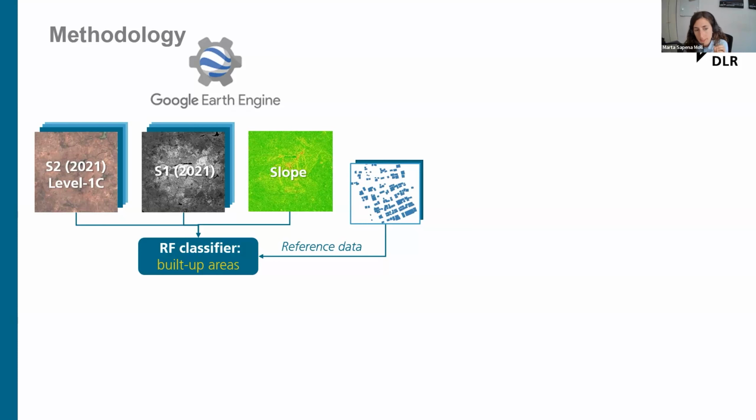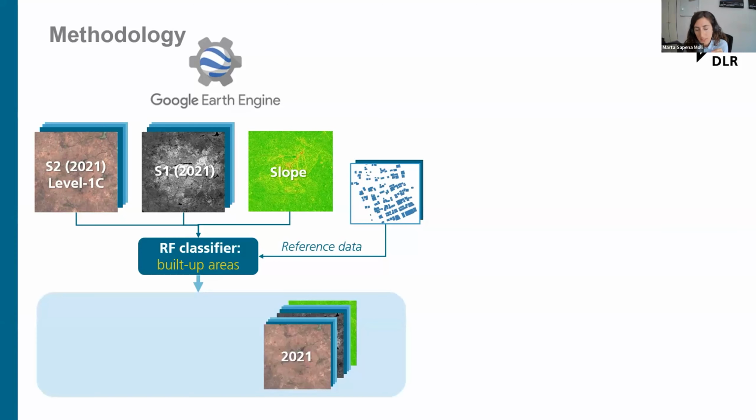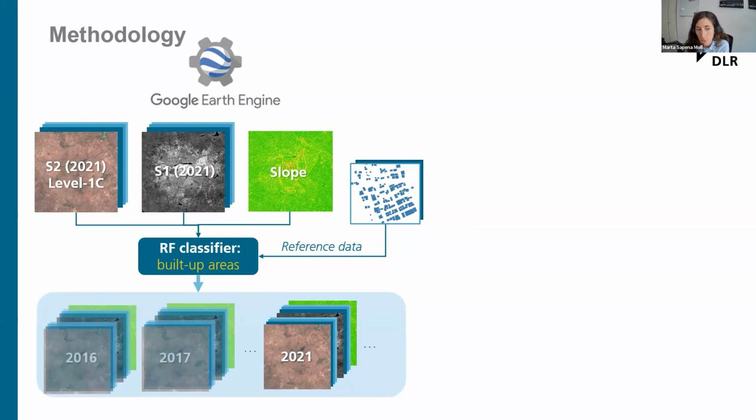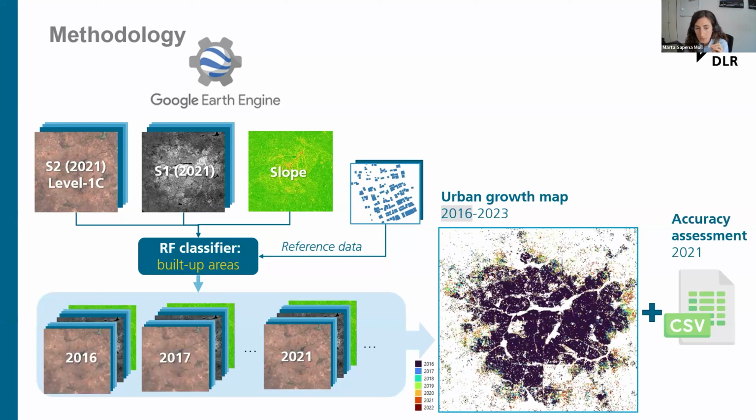And at the end, we train a classifier, which we apply to map built-up areas in 2021, but we also transfer this model to previous and following years. And at the end, what we create is a map that has for every pixel the year that was detected for the first time as built up.